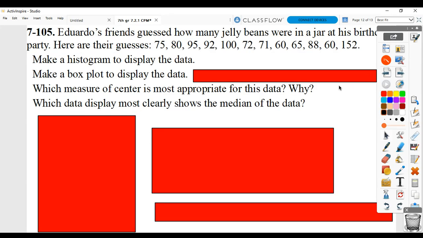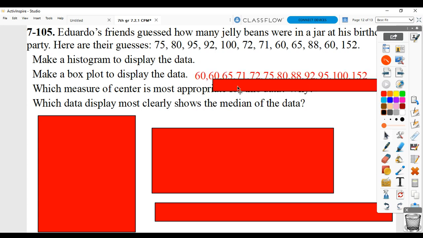For 7105, Eduardo's friends guessed how many jelly beans were in a jar at his birthday, and these are the guesses. They want you to make a histogram to display it, a box plot, and talk about the measure of center that's most appropriate and which one shows the median the best. So the first thing you would do is put the numbers in order from least to greatest, which is what I did.